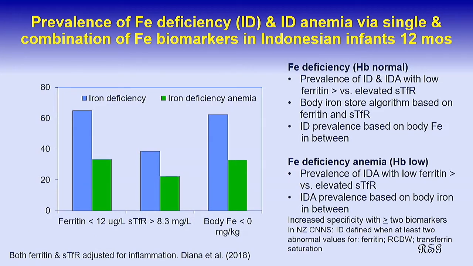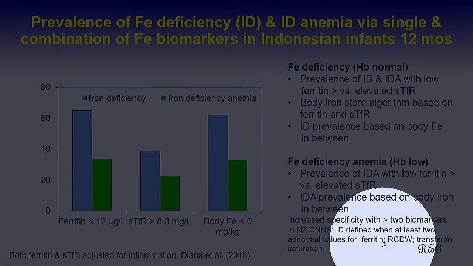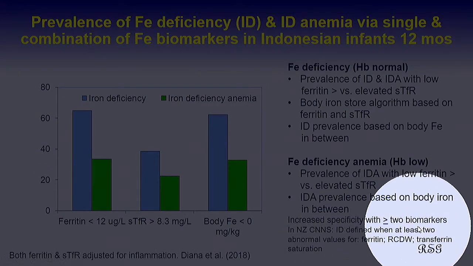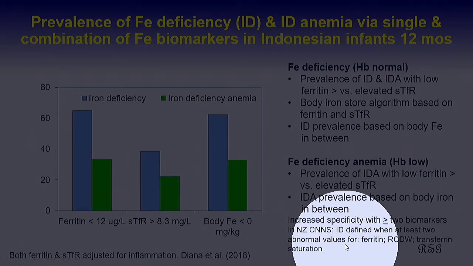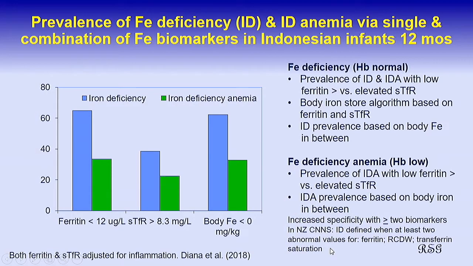I mentioned that it's important to try and improve the specificity of your biomarker by using a combination of biomarkers if available. In the New Zealand National Survey for Children, iron deficiency was defined when at least 2 abnormal values for ferritin, red cell distribution width, and transferrin saturation were used. This again is an example of data from Diana's thesis.